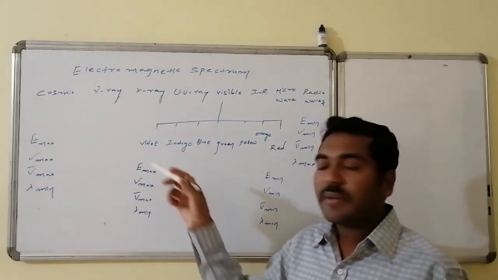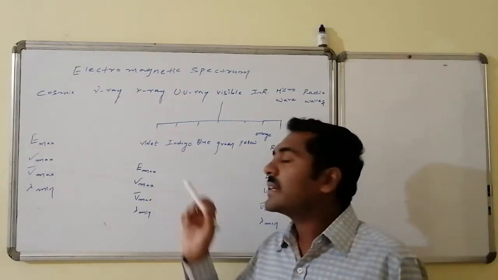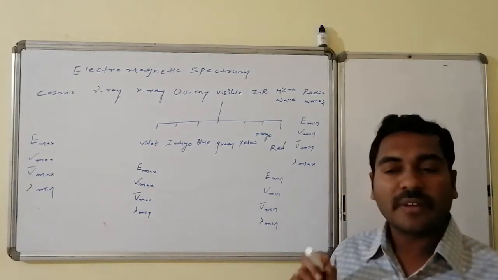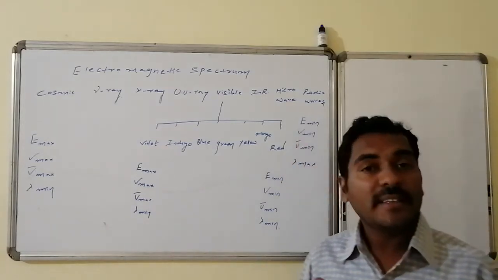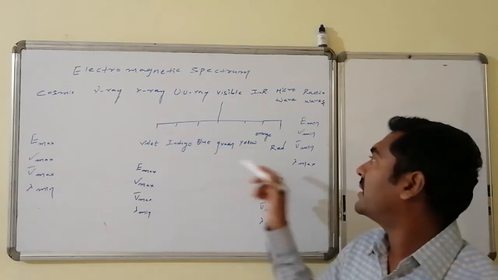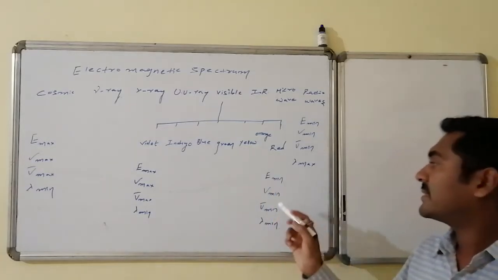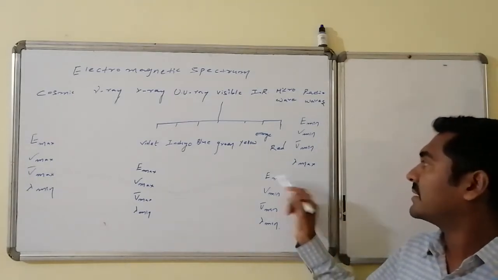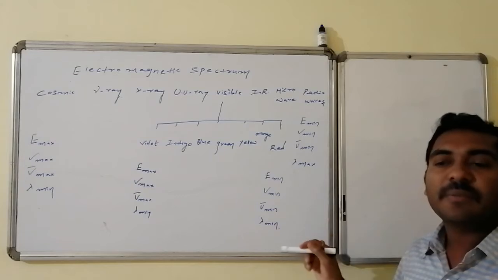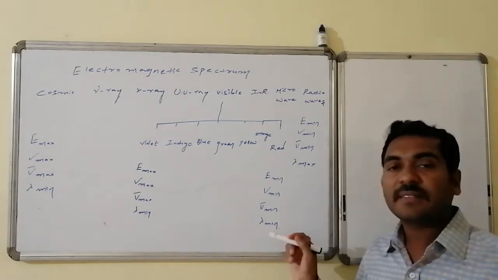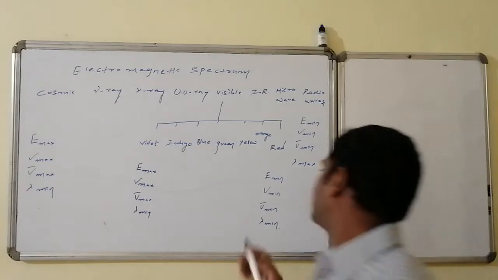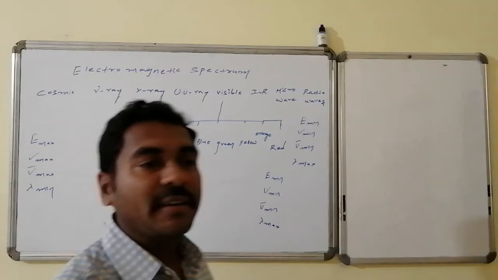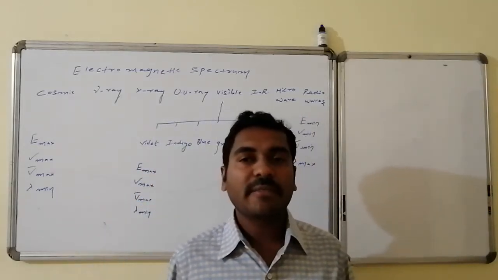Out of this light of 7 colors, violet has the highest energy, highest frequency, highest wave number and the least wavelength. Similarly, from violet to red, the energy decreases, frequency decreases, wave number decreases, but wavelength goes on increasing. That is, energy is minimum, frequency is minimum, wave number is minimum, wavelength is maximum. Such a trend is maintained in the light of 7 colors.